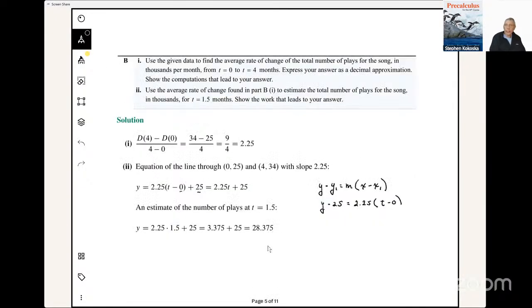All right, very good. Let's take a look at part B. Is that all right, Tom? Can I continue here? Sure, Steve. Okay. All right, good.